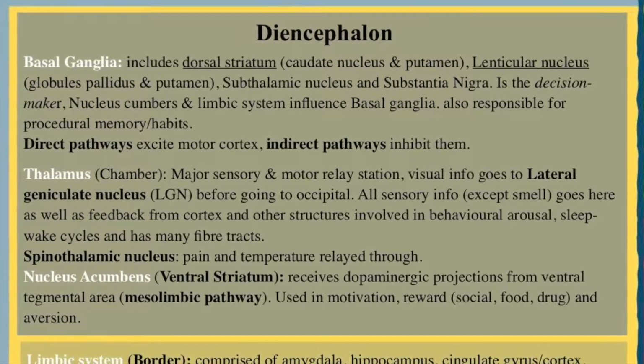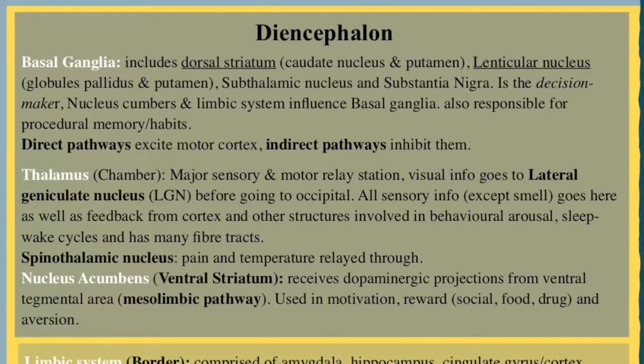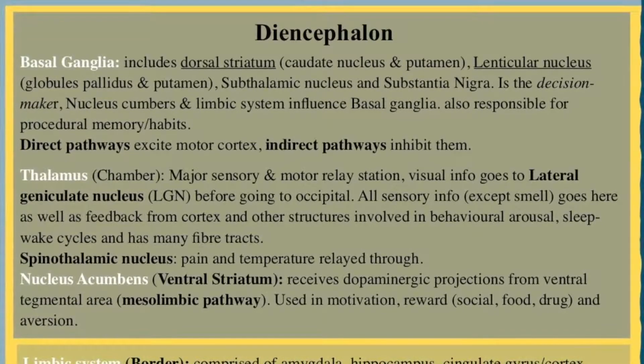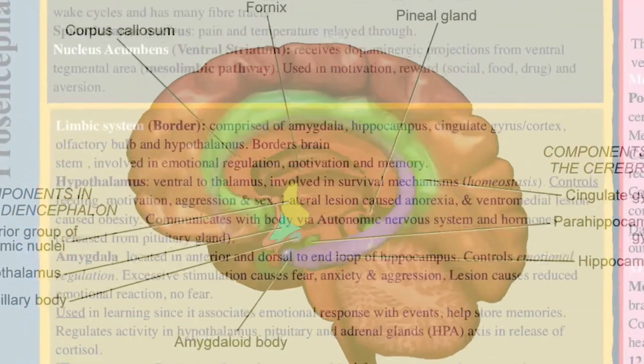The nucleus accumbens in the diencephalon encompasses the ventral striatum, which receives dopaminergic projections from the ventral tegmental area, or the mesolimbic pathway, and basically the nucleus accumbens is used in motivation, reward in things like social, food or drug stimulation, and aversion. Next we come to a large part of the diencephalon, known as the limbic system.